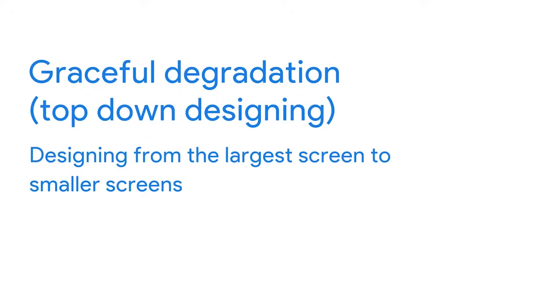But as you might have guessed, designing from the smallest screen to larger screens is not the only way to go. In fact, you might follow exactly the opposite approach, which is known as graceful degradation. Graceful degradation means designing from the largest screen to smaller screens. The graceful degradation approach is also known as top-down designing because you start with a large screen with a lot of features and interactions, and work your way down toward a smaller screen, where the features and interactions are scaled back.